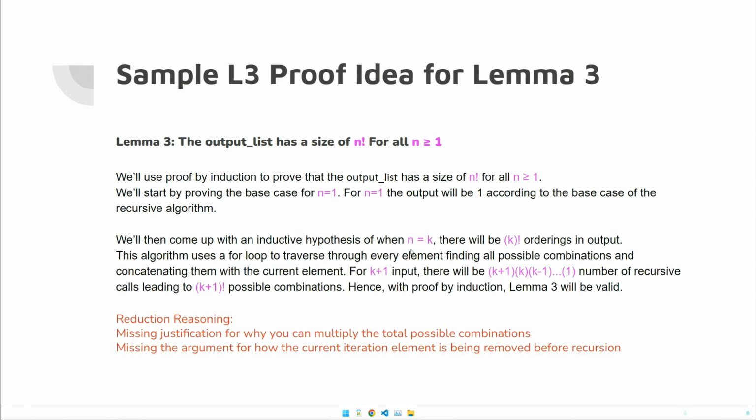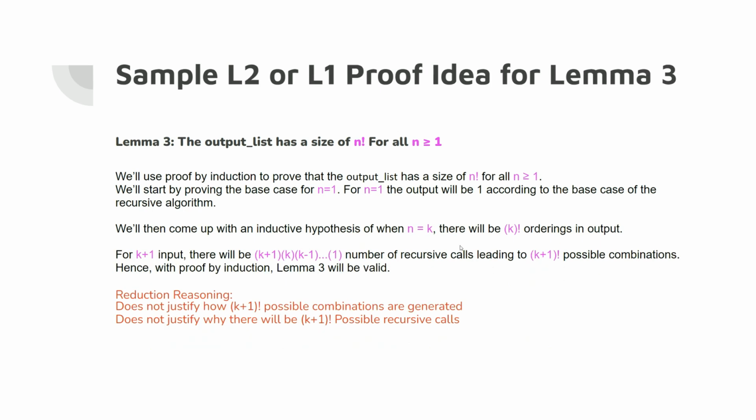Here's the L3 version of the proof idea for lemma 3. Compared to L5, this version did not justify why you can multiply total possible combinations due to not applying the inductive hypothesis, and how the current iteration element is removed before recursion. Here's the L2 or L1 version of the proof idea for lemma 3, where even more detail is missing. This version is not an L0 because it at least provides some correct ideas, such as describing how the k plus 1 factorial possible combinations are generated.